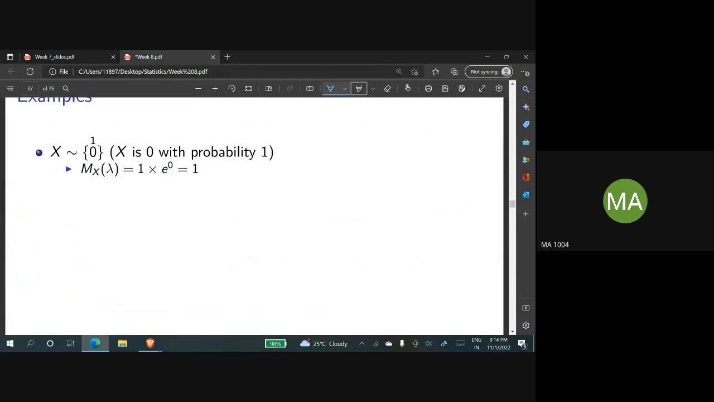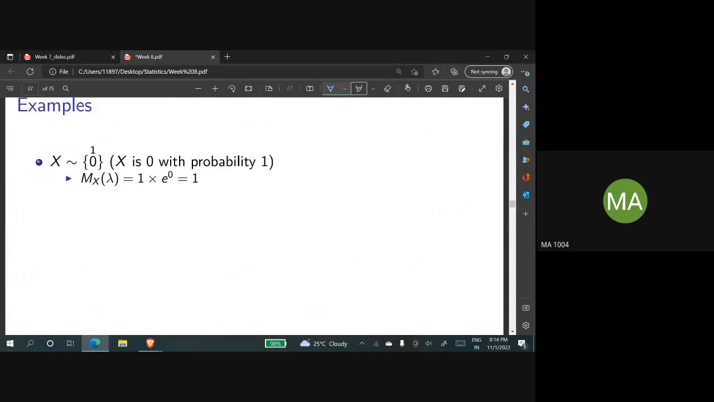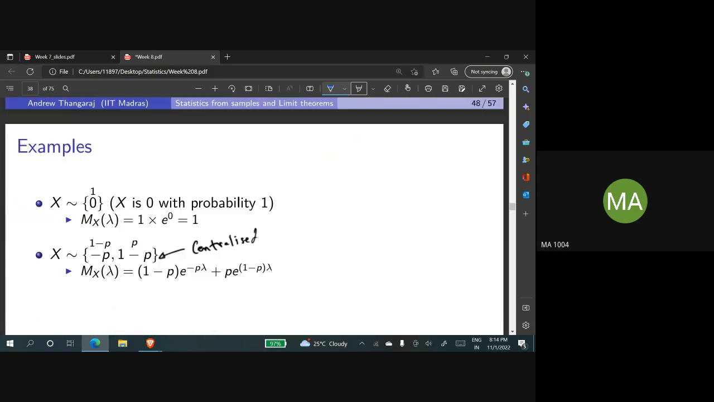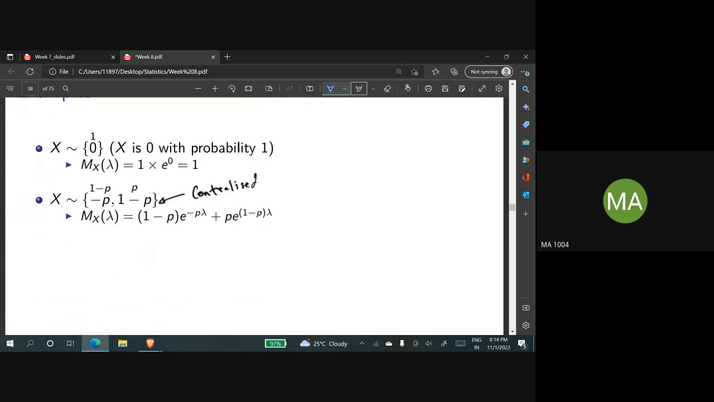Now here are a few examples. The first example was X is just the singleton zero, happening with probability one. So if you have to find M_X of lambda, what is it? It's just the expected value of e to the power lambda X. X is just taking the value zero, correct? So it is just one, right? This was quite easy.